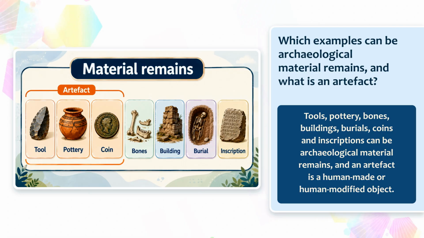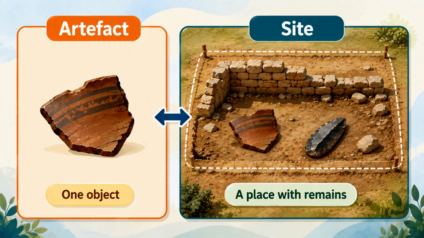Next, we will compare an artifact with a site, so the difference between an object and the place where evidence is found becomes clear. Look at the pottery fragment on the left. By itself, it is an artifact, one human-made object. Now look at the right panel, where the same fragment lies inside a marked place with a wall line and another tool. That larger place is a site, a place where archaeological remains are found and studied. An artifact can therefore be one piece of evidence within a site.